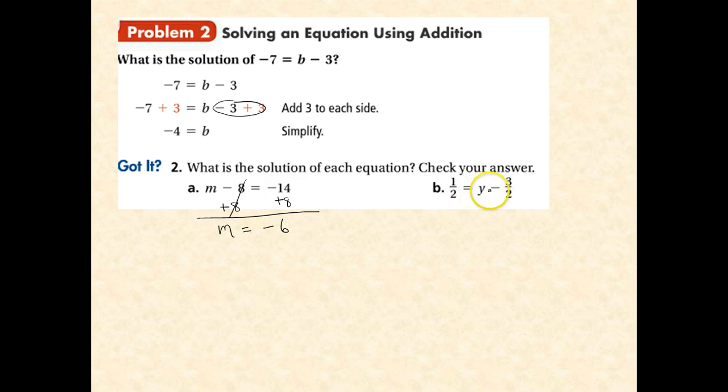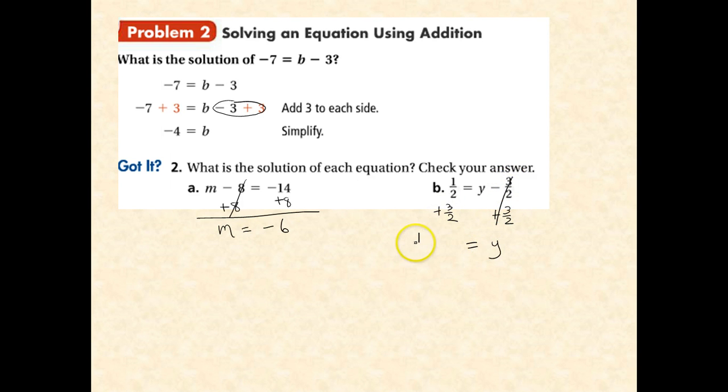All right, what do we got going on here? What do I have by my y? I have a minus 3 over 2. So what's the opposite of subtracting 3 over 2? It would be adding 3 over 2. All right, so these cancel out. Another way to say that is they add up to 0.